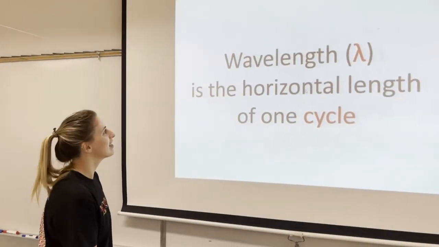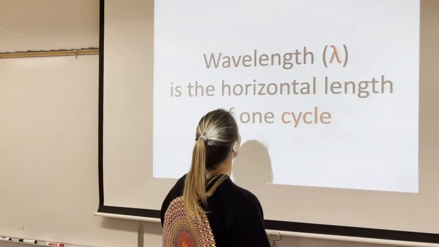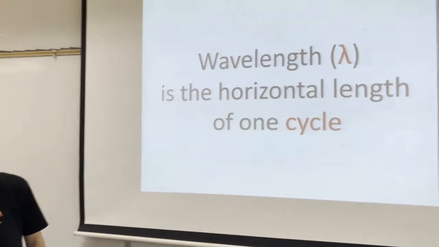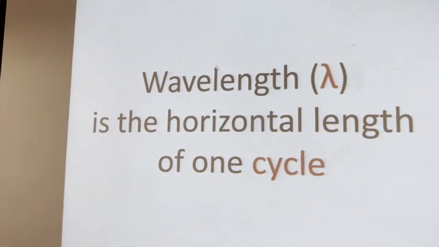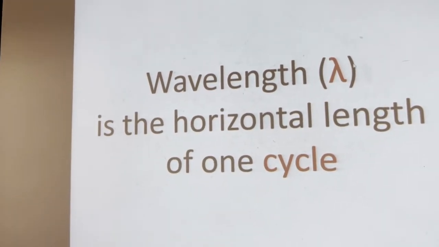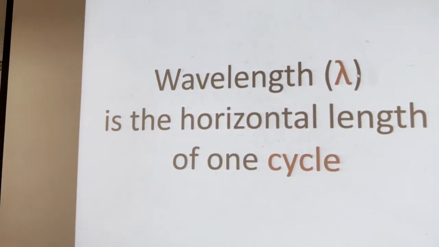Okay, wavelength is the horizontal length of one cycle. We saw that earlier, right? Well, this is the definition. And the symbol for wavelength is the Greek letter lambda. Lambda, lambda. Lambda. Okay.